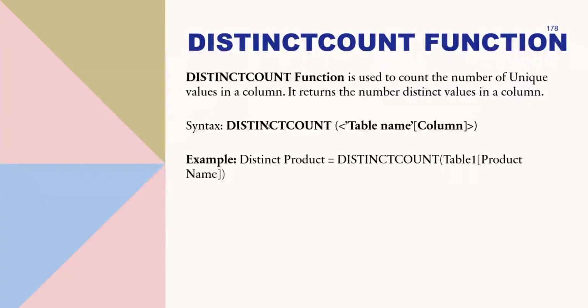Next is the distinct count function. This function is used to count the number of unique values in a column. It returns the number of distinct values in a column. The distinct count function accepts the column, and you can see the example of the distinct count function. Here I have provided the product name, and it will count the number of unique names available in the product name column.